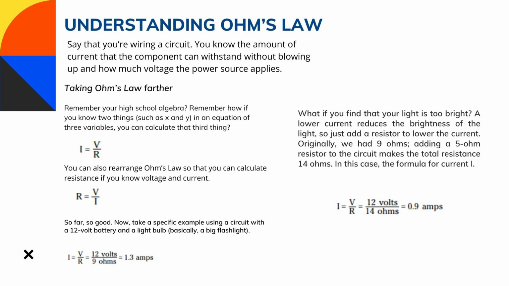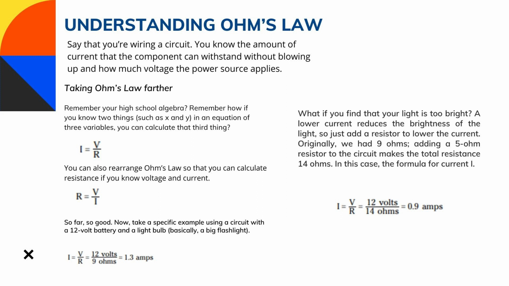Now when we take Ohm's law further, remember in your high school algebra, remember how if you know two things in an equation of three variables, you can actually calculate that third thing. Ohm's law works that way actually. You can rearrange its elements so that if you know any two of the three values in the equation, you can just calculate the third. So here is how you can calculate current. Current equals voltage divided by resistance, or you can see in the slide, I equals V divided by R.